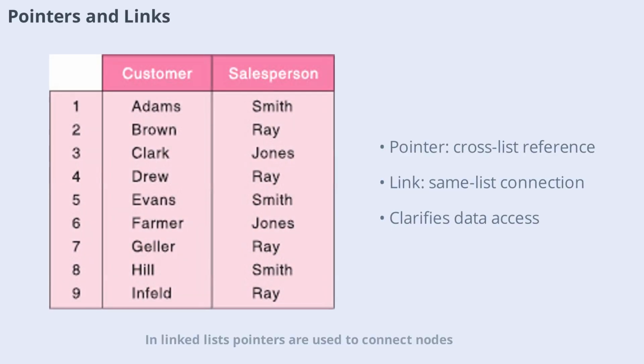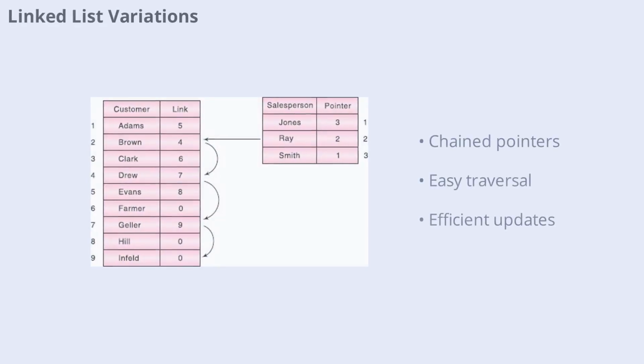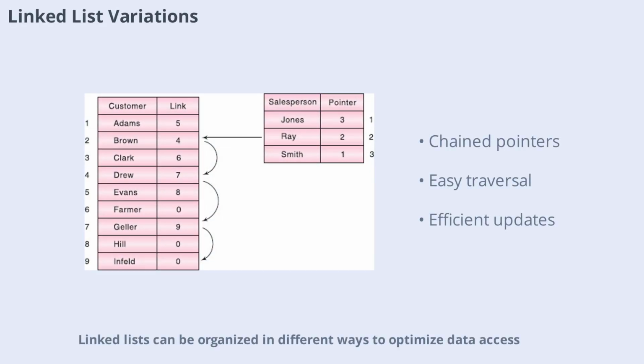In linked lists, pointers are used to connect nodes. A pointer in one list can reference an element in a different list, while a link typically refers to a connection within the same list. This distinction helps clarify how data is connected and accessed, especially in more complex structures. Linked lists can be organized in different ways to optimize data access.